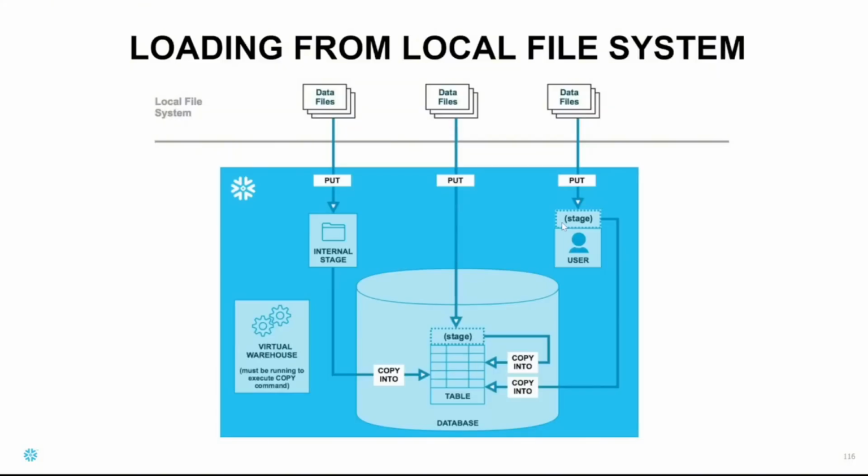So if you want to leverage that particular one, you can put that file into the user stage, and from that user stage, you can use the copy command to load the data into this particular table. So these are the three ways we can load the data from a local file system into our table. The most preferred way is to use the internal stage. Put the data files into an internal stage, and from that you can just run a copy command and load into the table, which you have seen in the previous videos.